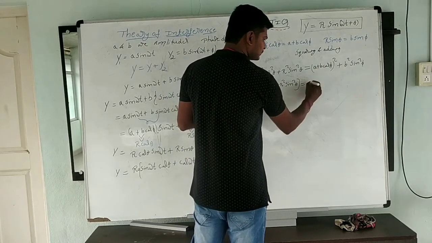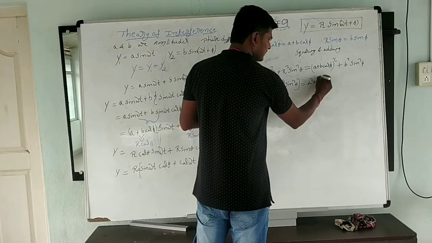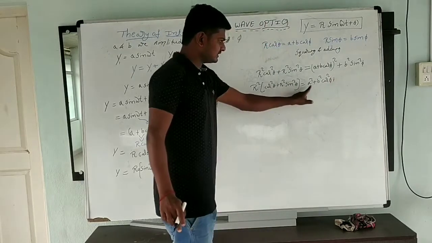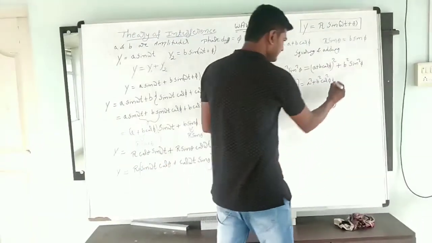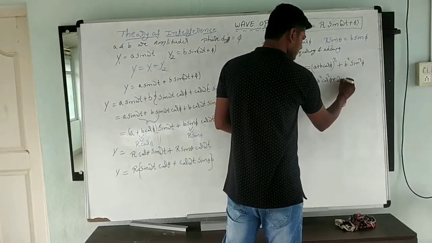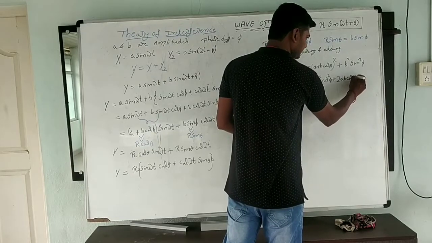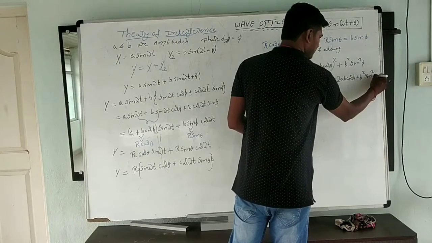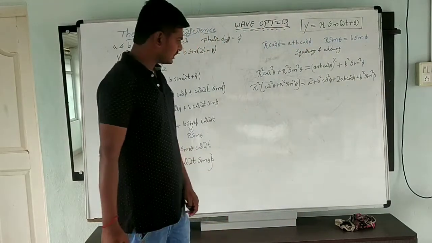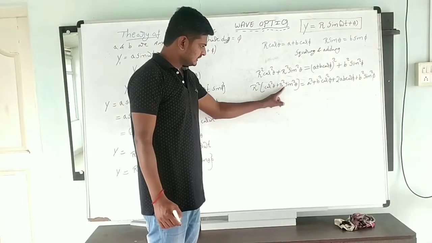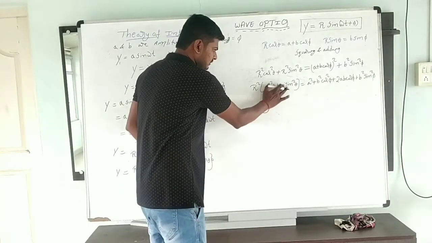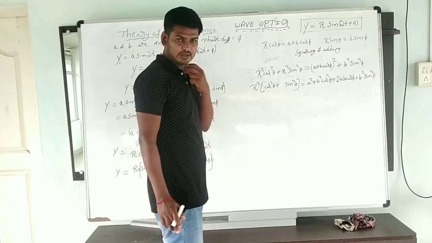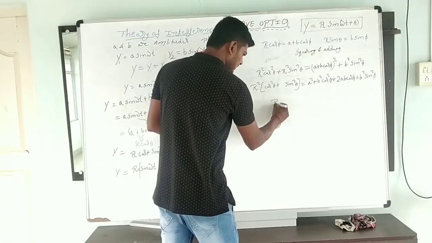Now this one I am going to square: A square plus B square cos square phi, (A plus B cos phi) whole square gives A square plus B square cos square phi plus 2AB cos phi, plus B square sin square phi. Now again, R square is common, no? Cos square theta plus sin square theta is how much? 1. Therefore this is equal to R square.